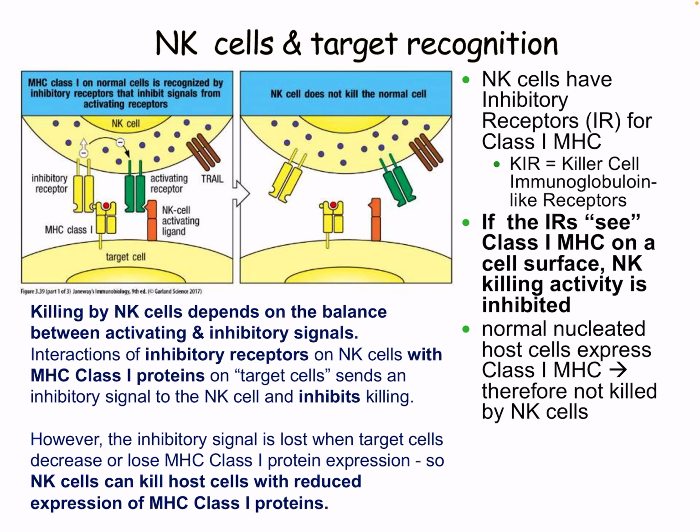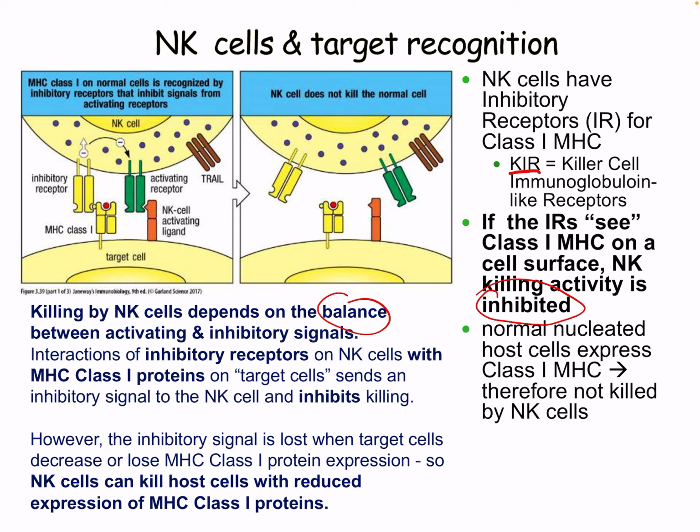Again, NK cells have inhibitory receptors for class 1 MHC, KIR, also known as killer cell immunoglobulin-like receptors. If the KIR sees class 1 MHC on the cell surface, NK killing activity is inhibited. And again, normal host cells express class 1 MHC and are therefore not killed. Killing by NK cells depends on the balance. Again, in immunology, balance is always important, between activating and inhibitory signals. The interaction of inhibitory receptors on NK cells with MHC class 1 proteins on target cells sends an inhibitory signal to the NK cell and inhibits killing.